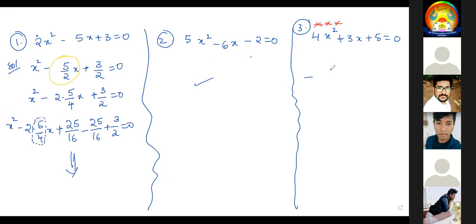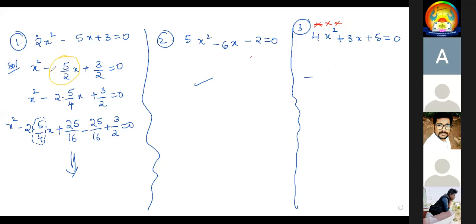Sir, x equal to 3 by 2 and x equal to 1. Yes, very good. x equals 3 by 2 and 1 is correct. If you're not able to solve, please ask me. You're not studying class 10 or 8. This is class 11 and 12. Second number, x equal to 2 by 5 and 4 by 5.